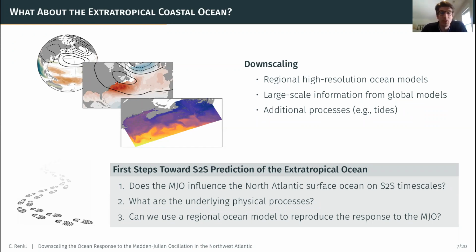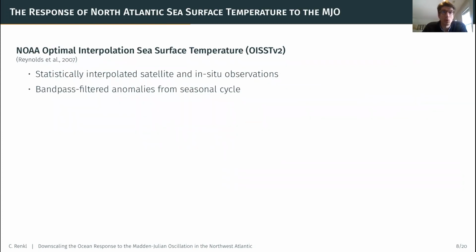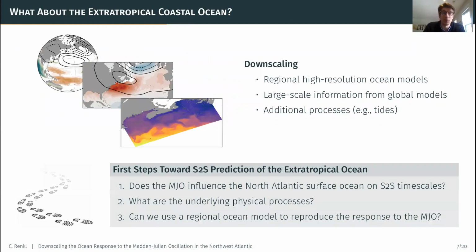If so, what are the underlying physical processes? And then can we use that together with regional ocean models to reproduce the MJO, the response to the MJO, to eventually use it for S-to-S predictions of the coastal ocean? So in order to address the first question, does the MJO influence the North Atlantic surface ocean on S-to-S timescales?